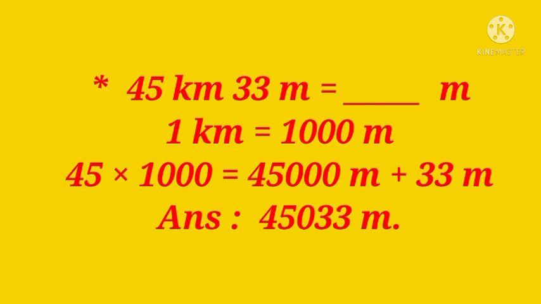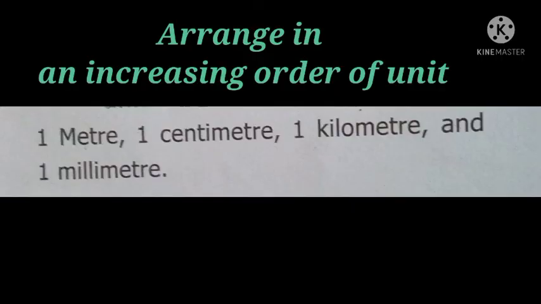Next one is you have to convert 45 kilometer and 33 meter to meter. What you have to do? 1 kilometer is equal to 1000 meter. You know that, isn't it? So 45 into 1000. What you will get? 45,000 you will get. 45 and you have to add 3 more zeros. And plus what has to be done? You have to add 33 with that. So what you will get? 45,033. So what is the answer? 45,033 meter.